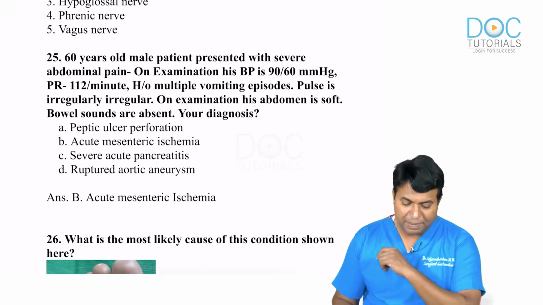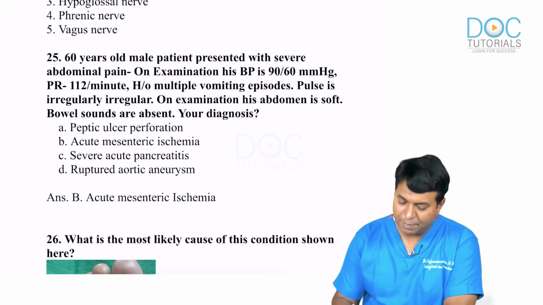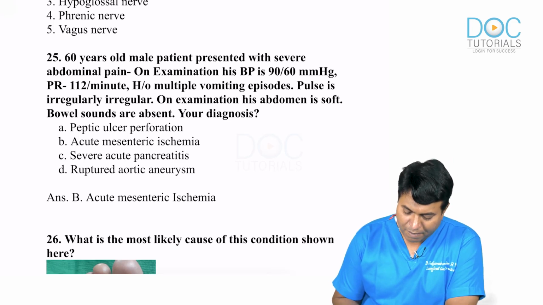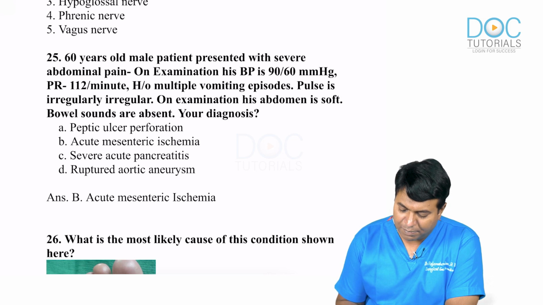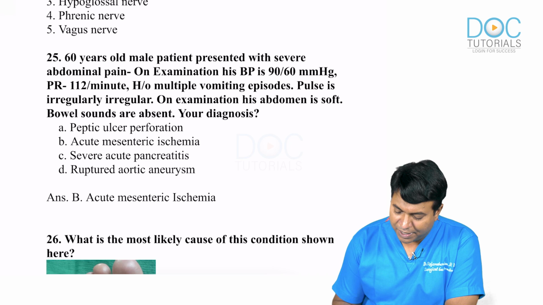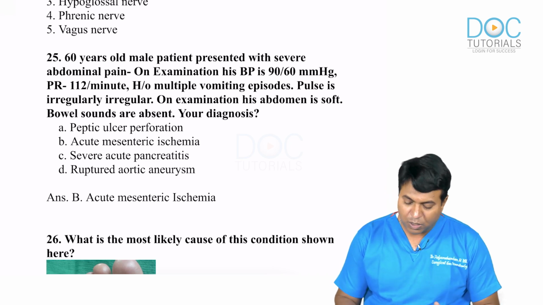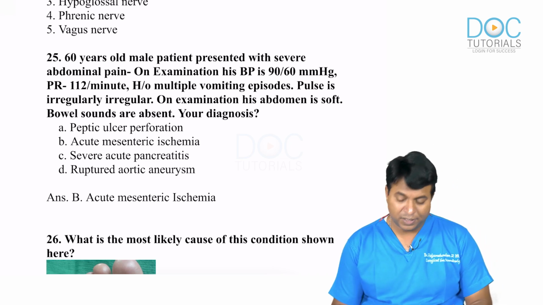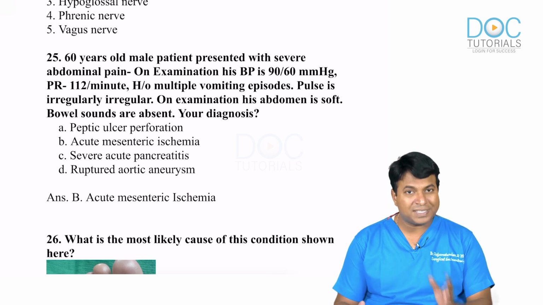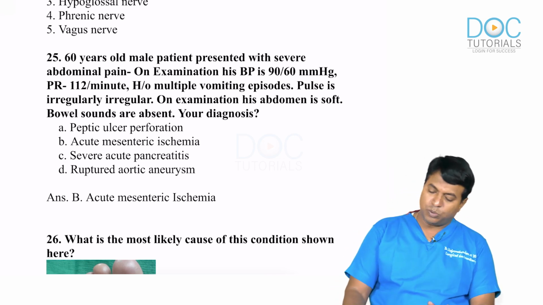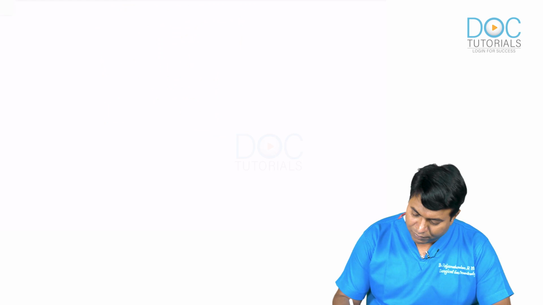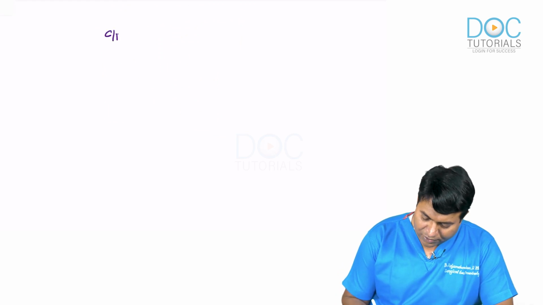A 60-year-old male presented with severe abdominal pain. On examination, his BP is 90/60. Pulse rate is 112. History of multiple vomiting episodes is seen. Pulse is irregularly irregular. On examination, his abdomen is soft. Bowel sounds are absent. Your diagnosis is what? So this is a classical case of mesenteric ischemia. I will tell you why: in this history, the patient has clinical features of atrial fibrillation.